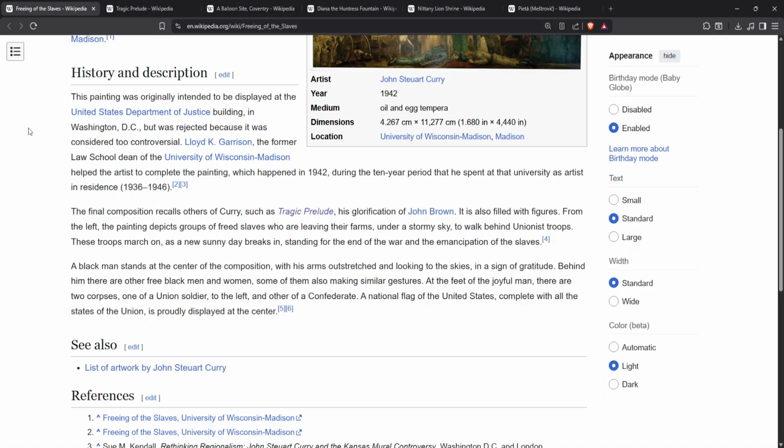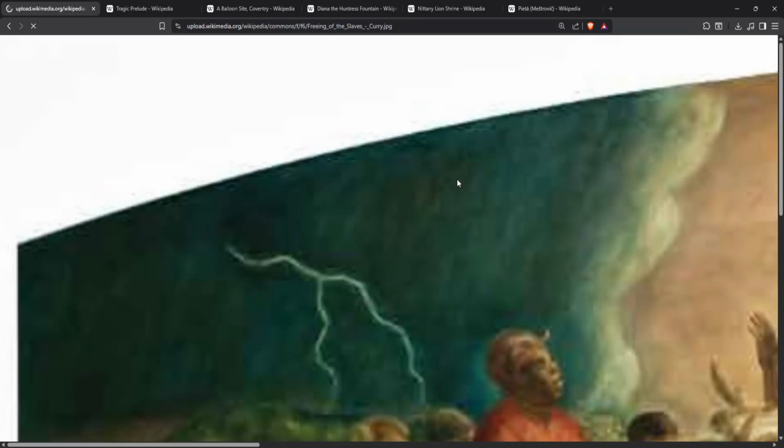A black man stands at the center of the composition, with his arms outstretched and looking to the skies in a sign of gratitude. Behind him, there are other free black men and women. Some of them are making similar gestures at the feet of the joyful man. There are two corpses, one of a Union soldier to the left and the other of a Confederate. A national flag of the United States, complete with all the states of the Union, is proudly displayed at the center. Very cool. Let's take a look at this bad boy.